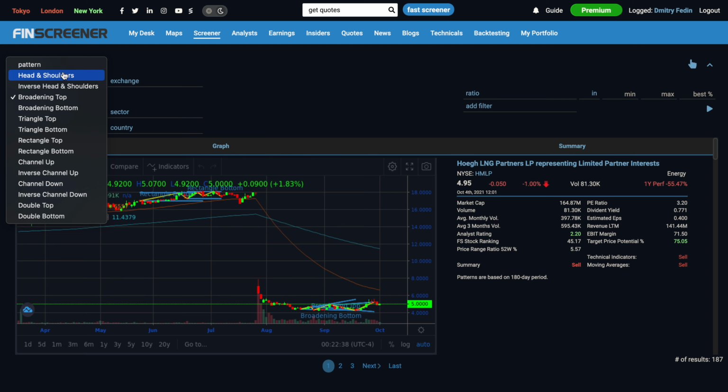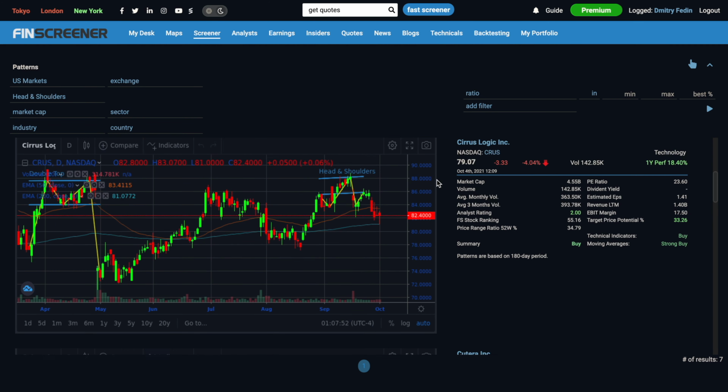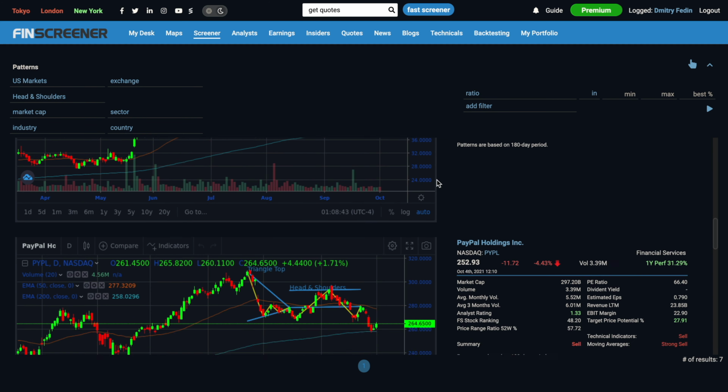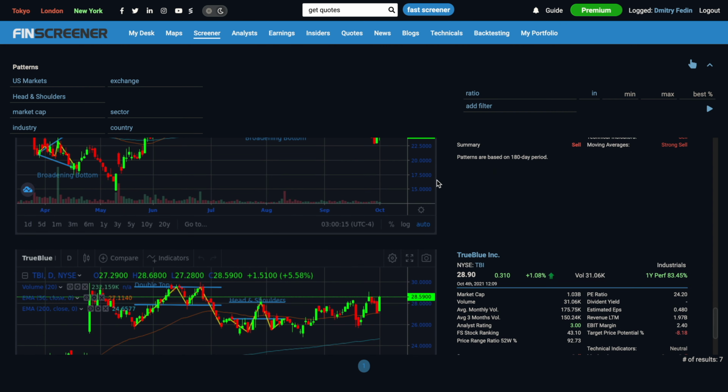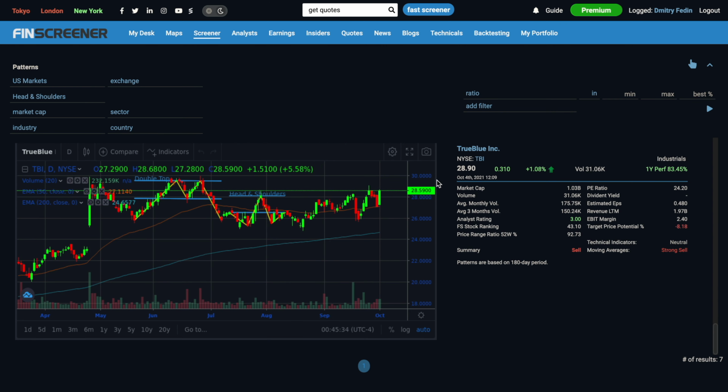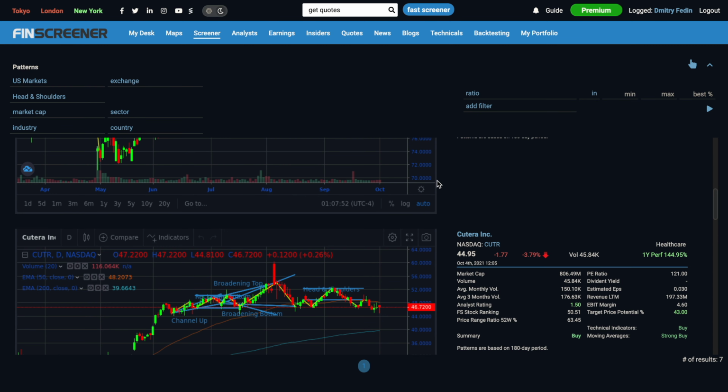The first one is Head and Shoulders chart pattern. Head and Shoulders is a chart pattern in which a large peak has a slightly smaller peak on either side of it. Traders look at Head and Shoulders patterns to predict a bullish to bearish reversal.